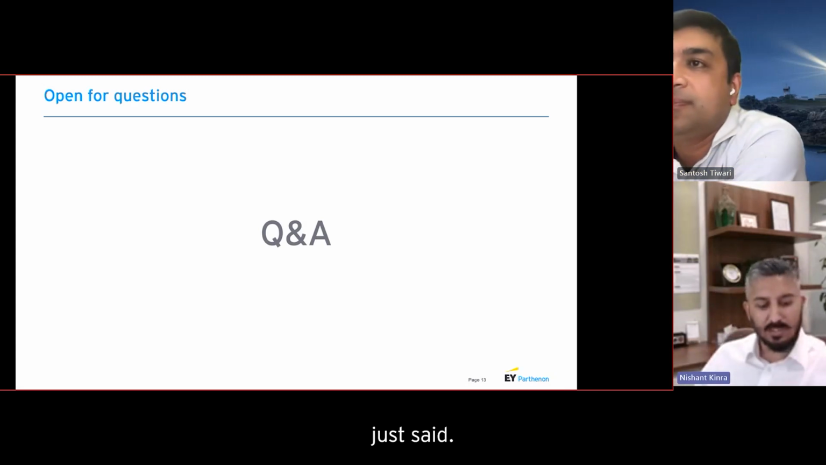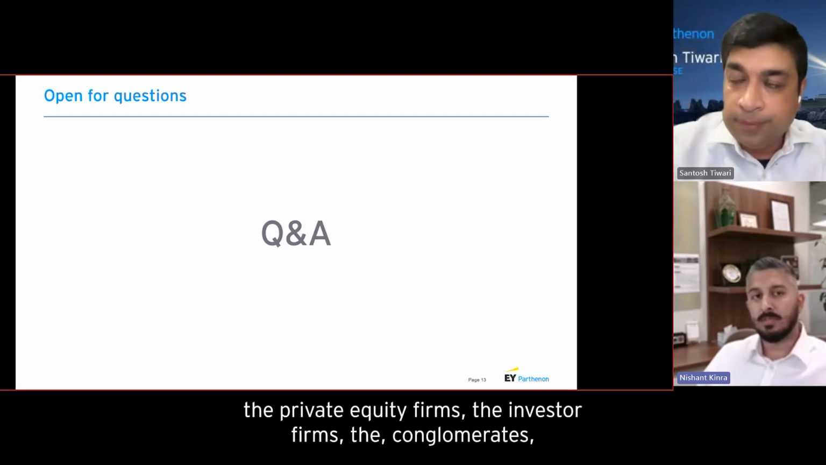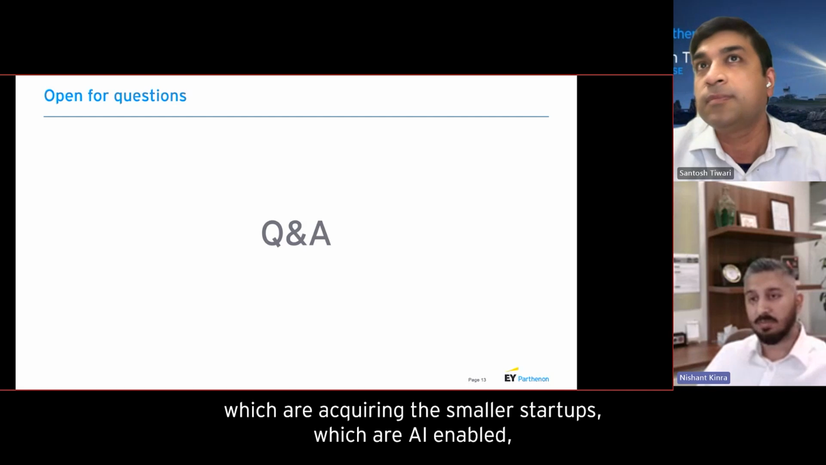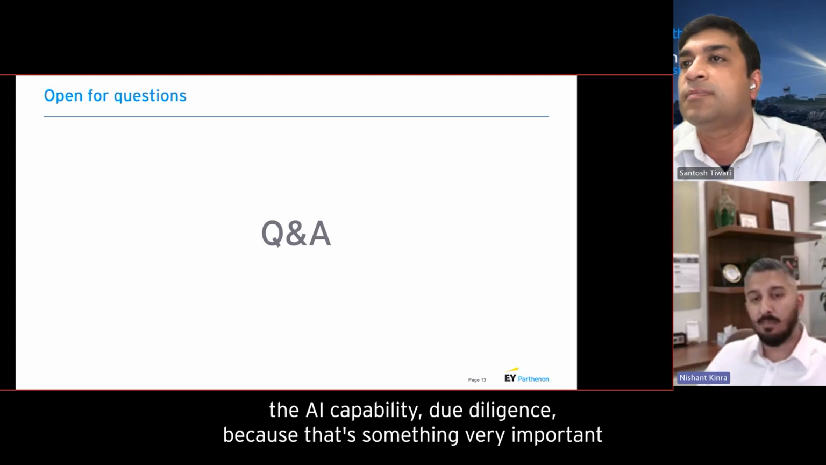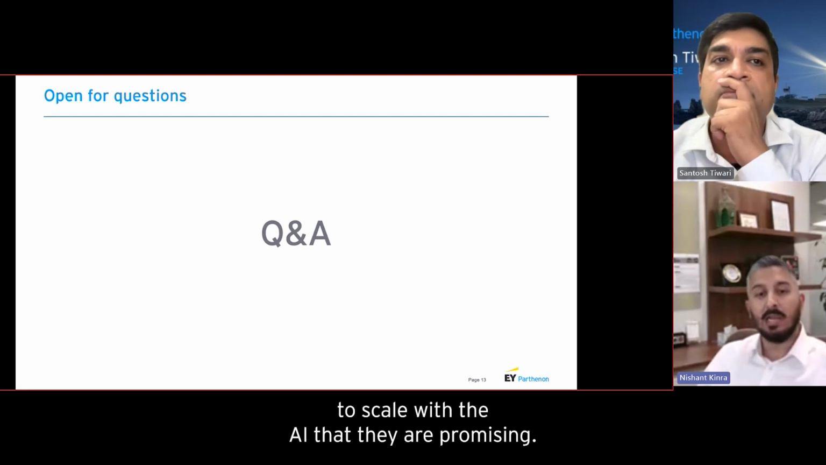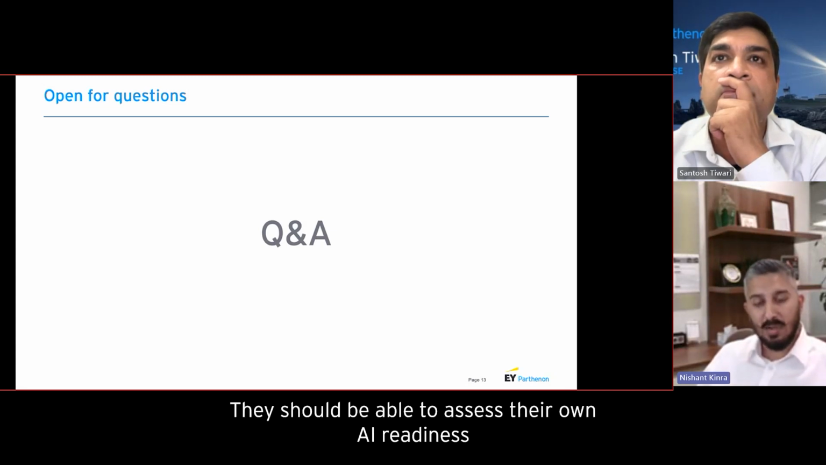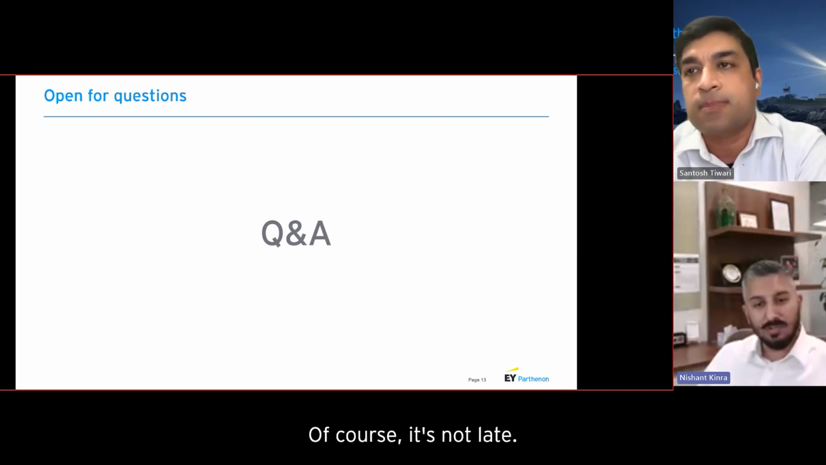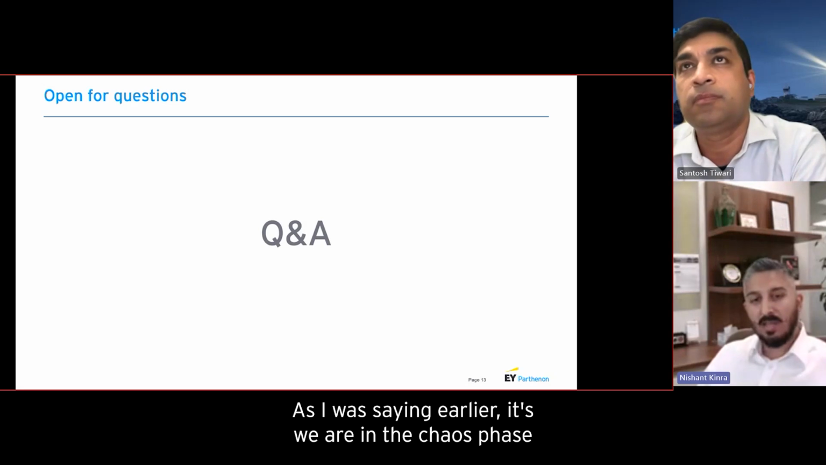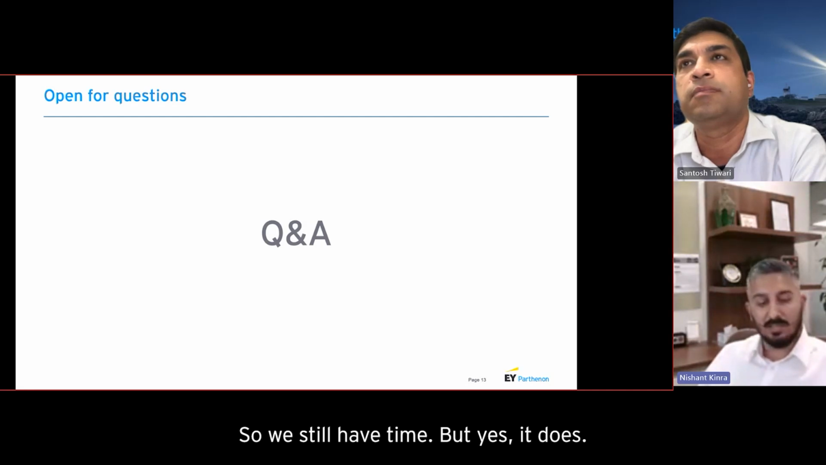Just to add another lens to what Santosh has just said. From a transactional lens, because that's something we do day in and day out, the private equity firms, the investor firms, and the conglomerates which are acquiring the smaller AI-enabled startups are, or should already be, doing AI capability due diligence, because it's very important to understand whether that organization would be able to scale with the AI that they are promising. That applies not just to investors, but to the enterprises themselves as well. They should assess their own AI readiness and see how to grow within the AI realm as soon as possible. Of course, it's not late. As I was saying earlier, we are in the chaos phase, and the structure phase is bound to come soon, and only then will we come to the mature phase. So we still have time, but yes, it does run out. That's what time does.